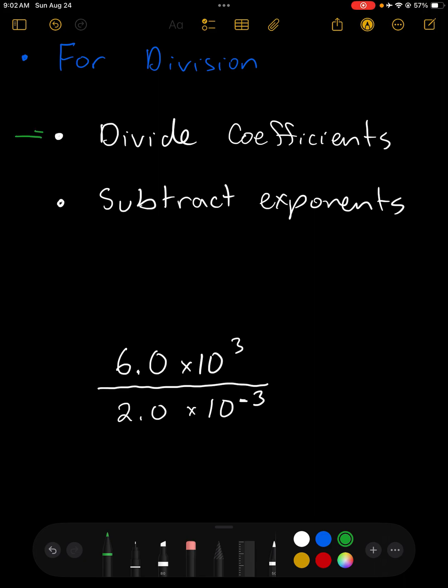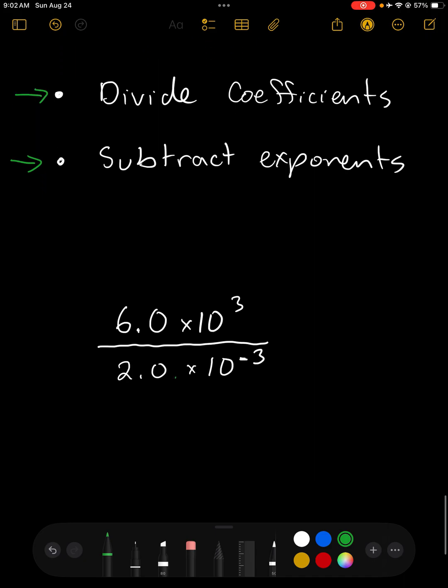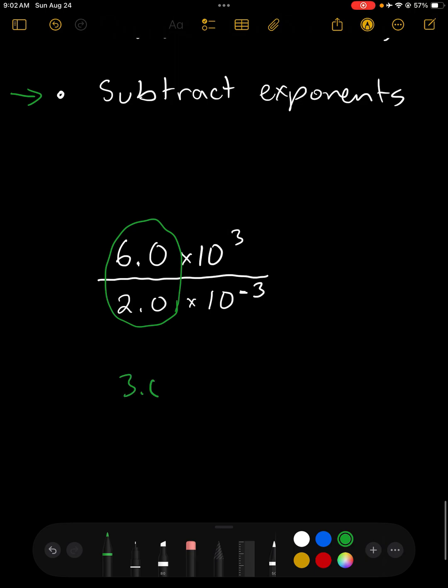If I'm dividing, I'm going to do the exact opposite thing. I am going to divide my coefficient values and I'm going to subtract my exponents. So in this case, we're going to divide these regular looking numbers right here. 6 divided by 2 is 3. And then I'm going to subtract my exponents. Now you need to be careful when you're doing this because sometimes you're subtracting a negative value. And this is one of the errors I see all the time. People are like, all right, 3 minus negative 3, 0. No, it is not. 3 minus negative 3 is in fact 6.